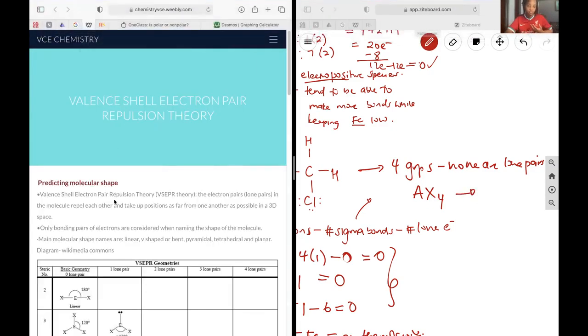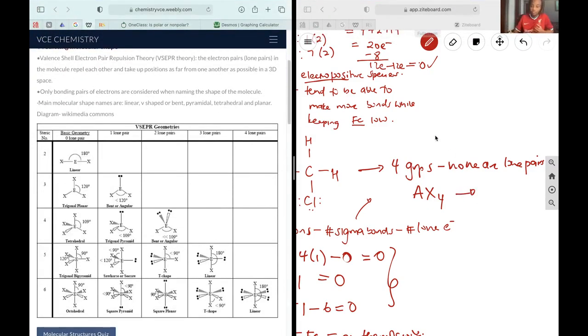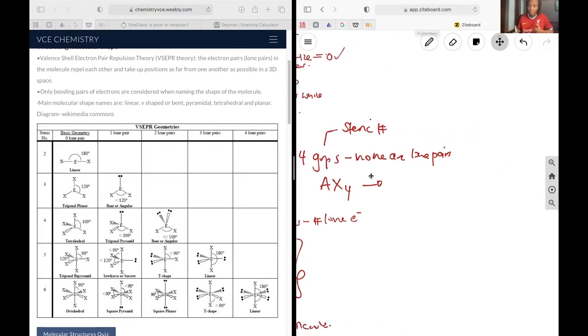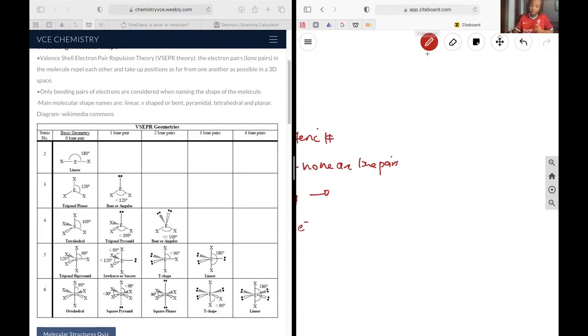And so what that means is when I pull up my VSEPR chart, this is called the steric number. Now that I have AX4, I can already tell you the electron geometry and the molecular geometry. In this case, I'm lucky, they are both exactly the same.